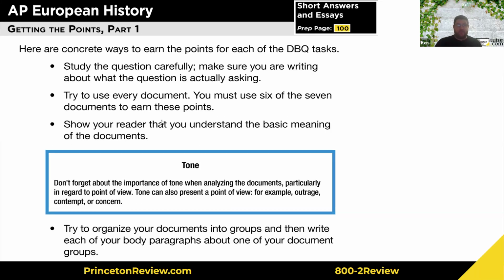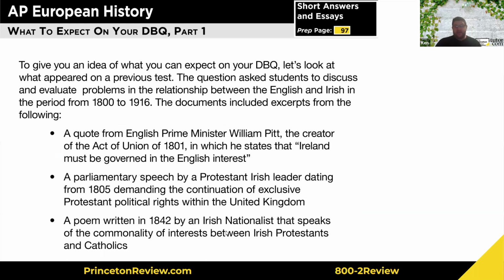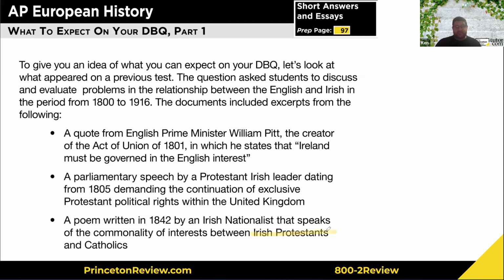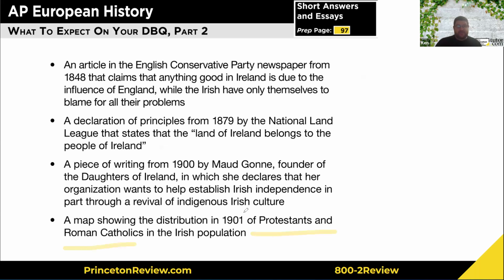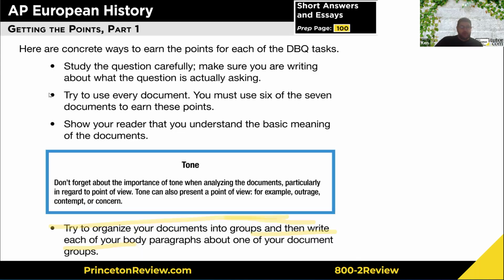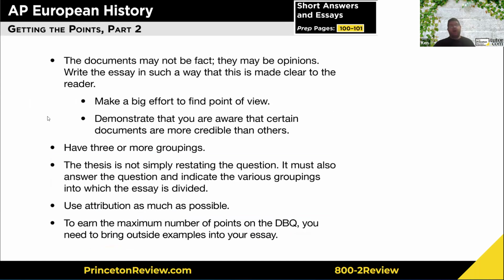For example, let me go back for a moment. You may have noticed that I have one thing here about Irish Protestants and Catholics. That's document 3. And then over here, document 7 is also about Protestants and Catholics. That could be one group that you discuss as part of a body paragraph. So that's an example of what I mean by grouping. A big point here then is to make sure you understand the point of view and understand what is a more credible document than another.